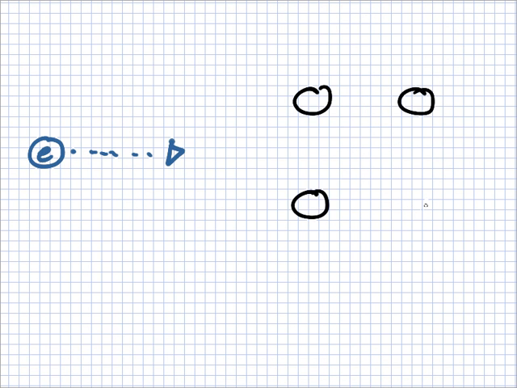So, we've got an electron, and it's moving, we'll say, to the right, and then it enters a magnetic field, and let's say the magnetic field is going towards you. So it's coming out of the page. Okay, so firstly, which way will the force be?